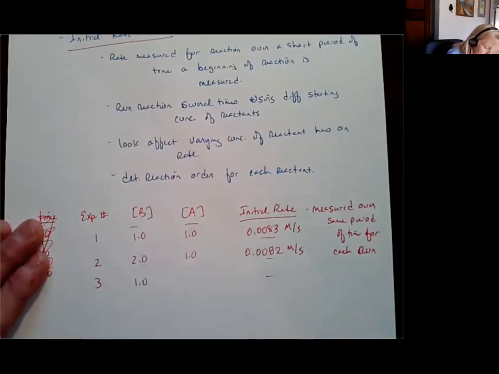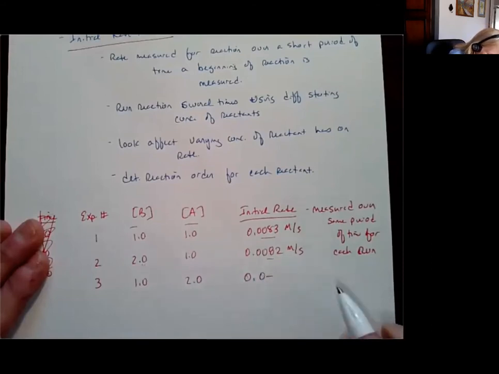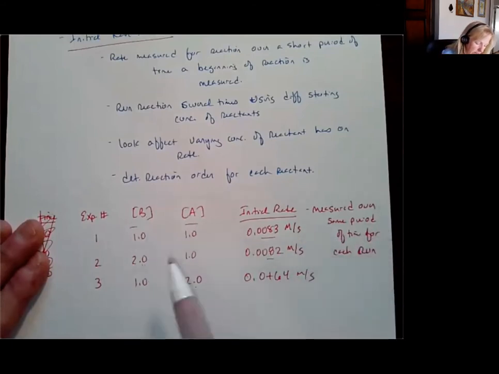If I run it again, I'm probably going to drop B back down to 1 molar, and maybe I'll double A and see what that does. And let's say I double A, and then I get 0.164 molarity per second. Then this means that if I compare here to here, I actually doubled the rate by doubling A. So that tells me that A is going to be first order and B would be zero order.